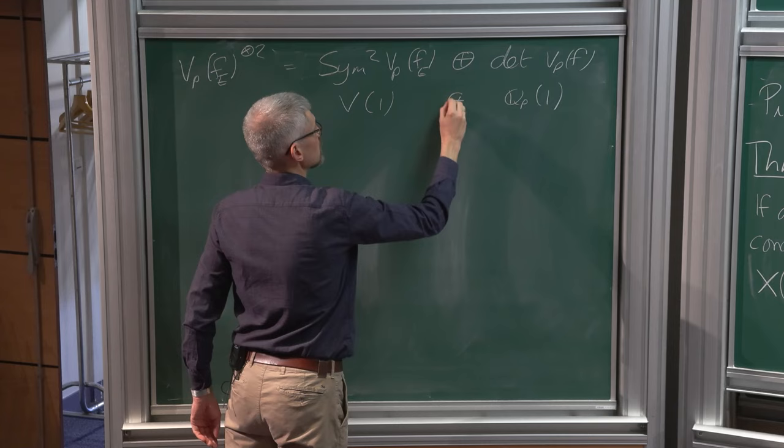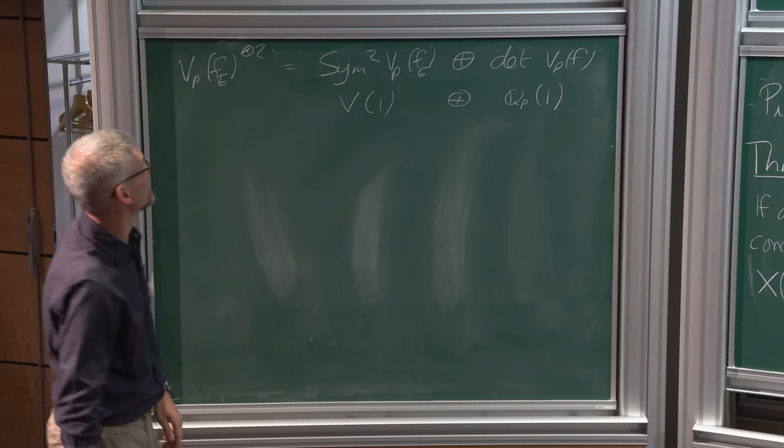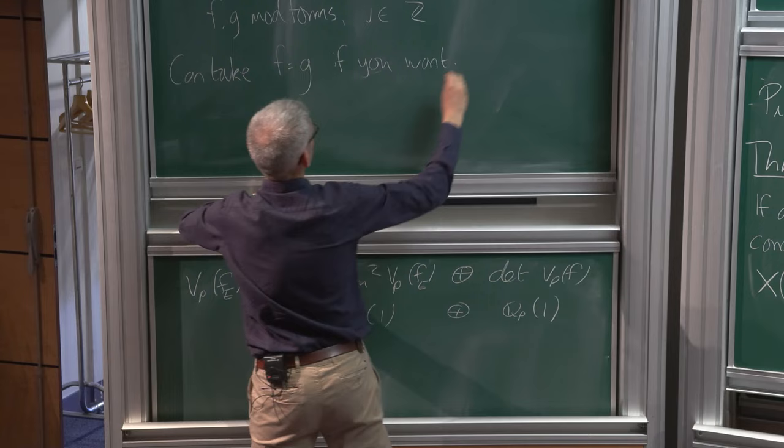David, in the theorem, they're cusp forms, aren't they? Yes, they're cusp forms. They're weight at least two. Well, you can get weight one by analytic continuation as well, but they should be cusp forms, yes. So these are cuspidal.